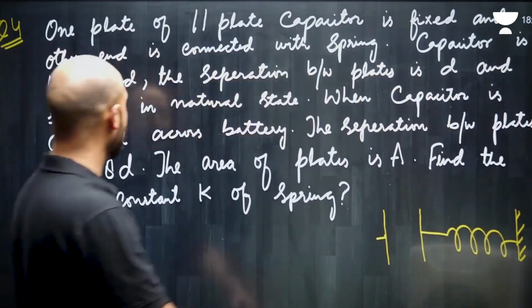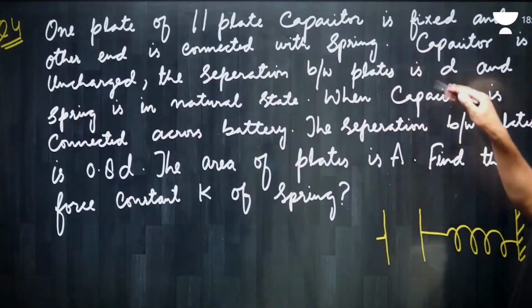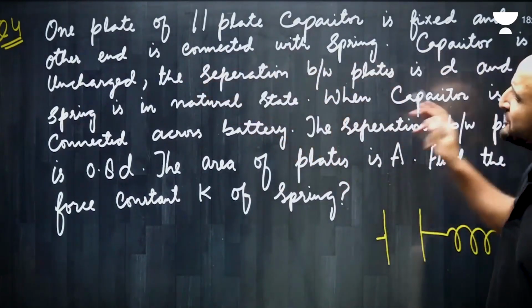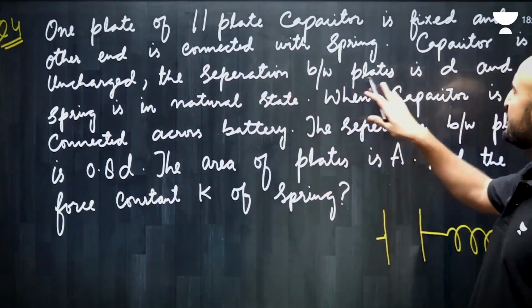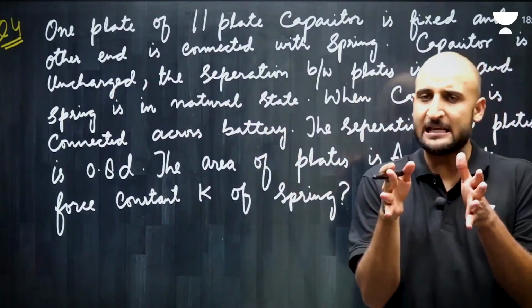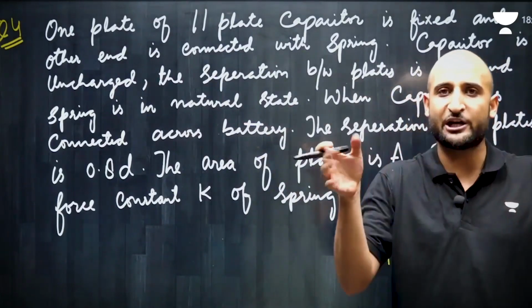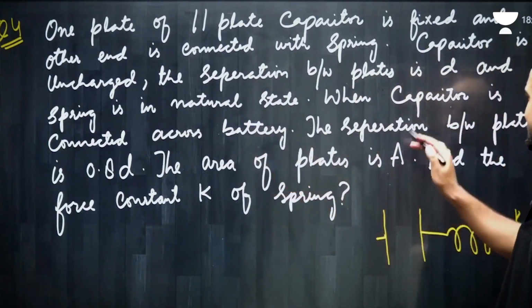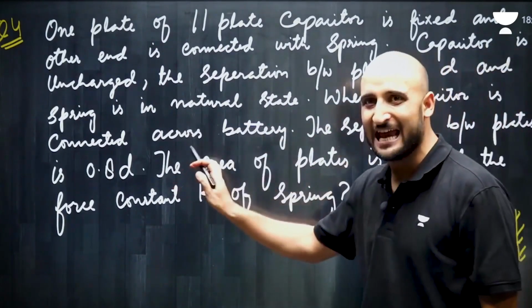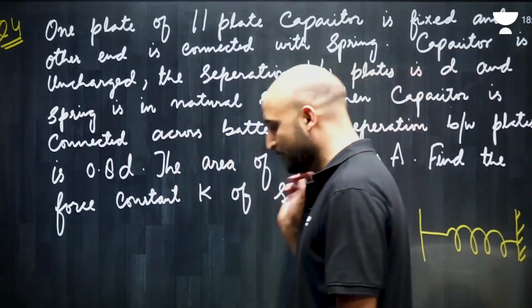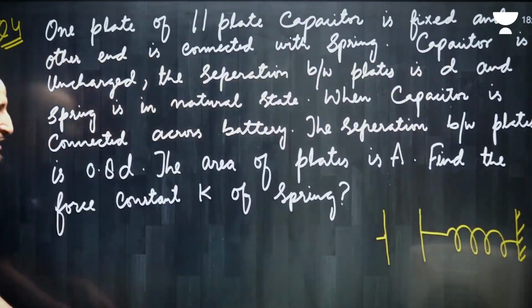The question tells me one plate of a parallel plate capacitor is fixed, and the other end is connected with a spring. The capacitor is uncharged. The separation between the plates is D, and the spring is in its natural state. Natural state means there's no compression or elongation in the spring. When the capacitor is connected across a battery, the separation between the plates is 0.8 D. Area of the plates is A. Find the force constant K of the spring. If you want to take a screenshot before we solve it, take a screenshot here.